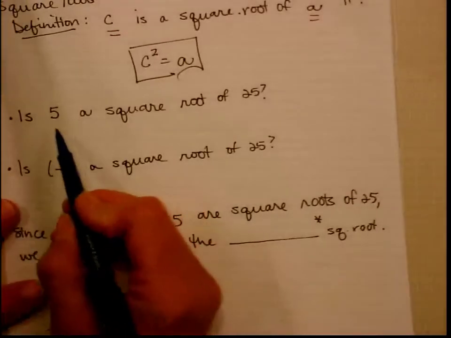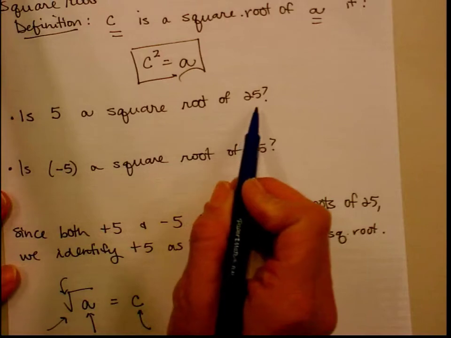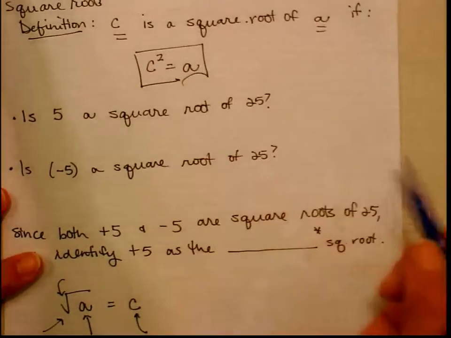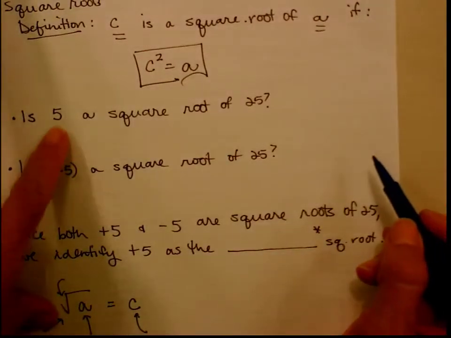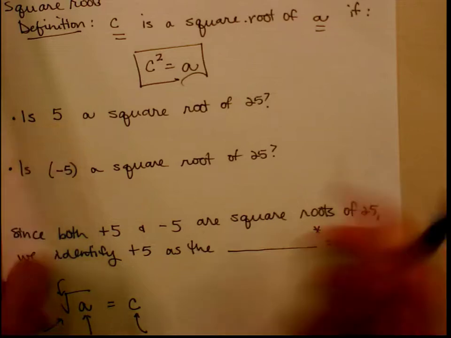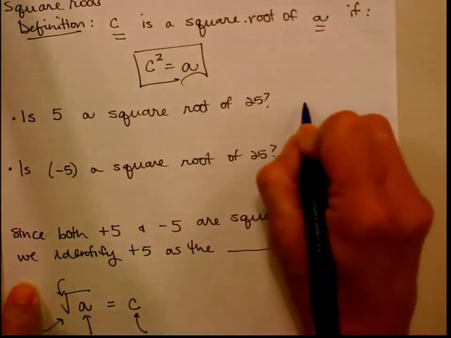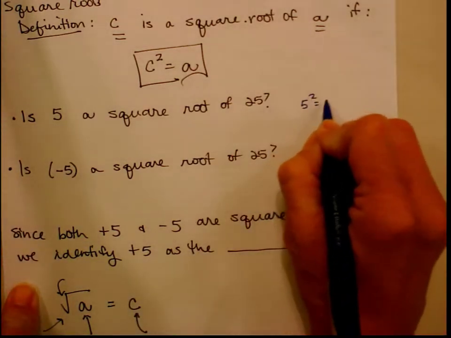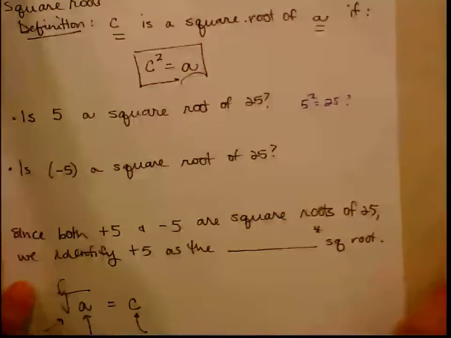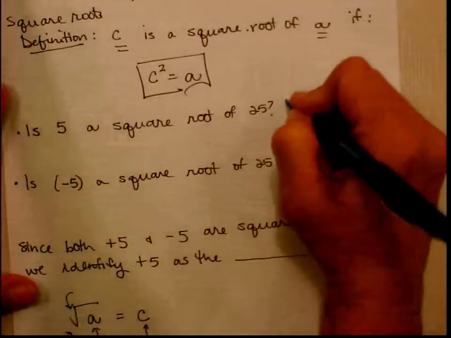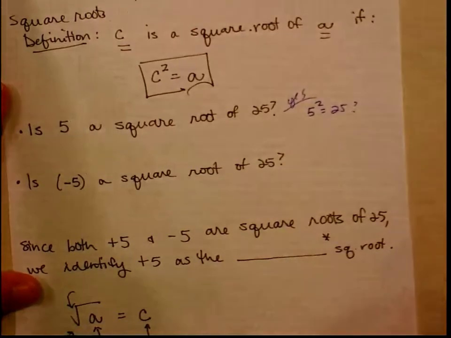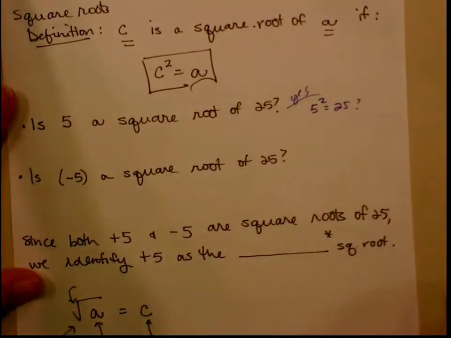So is the number 5 a square root of 25? Does it fit this definition? If I square 5, do I get 25? I do, so it is. So the answer is yes, yes it is. Okay. What about this next one?